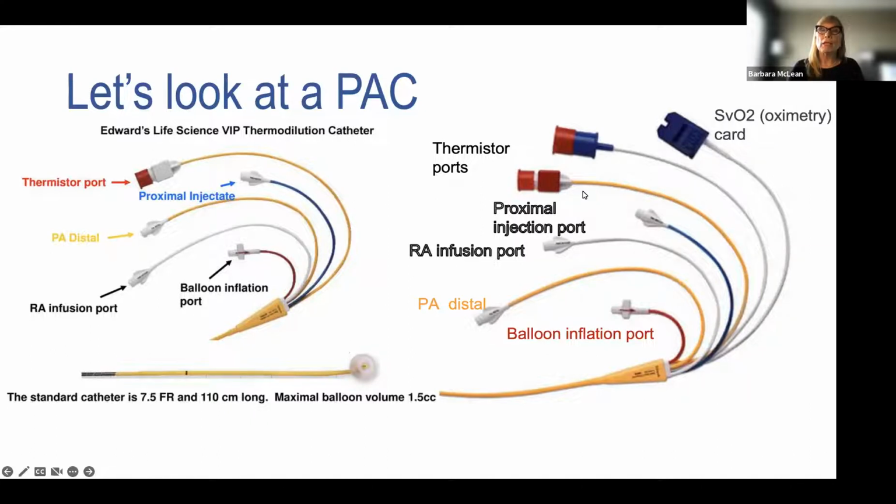Two thermometer connections, and I'll show you why in just a minute. Proximal injectate port, RA infusion port, PA distal port, and your air port, the balloon inflation port. When I inflate that, this is the only catheter ever made, ever known to man, probably the only one you'll ever have, which is when you inflate the balloon, the catheter sails forward into an occlusion position, and in occlusion position, the distal tip is looking at the capillaries, the venules, the veins, the LA, and ultimately the LV. It's so gorgeous just by inflating that balloon. When you deflate the balloon, the catheter comes back.